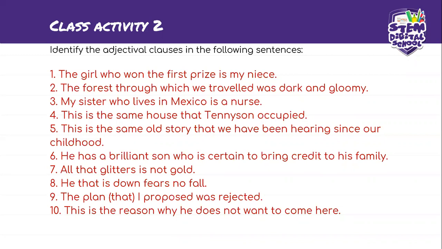The forest through which we traveled was dark and gloomy. So what is the answer there? Okay, we have Nkanka. Natalie, you will be next, just keep your hand up. Number 2. Yes, Nkanka, what's the answer? Which we traveled. Yes, thank you. That is true. So here the adjectival clause would be which we traveled, because it tells us about the forest. Thank you so much, Nkanka.